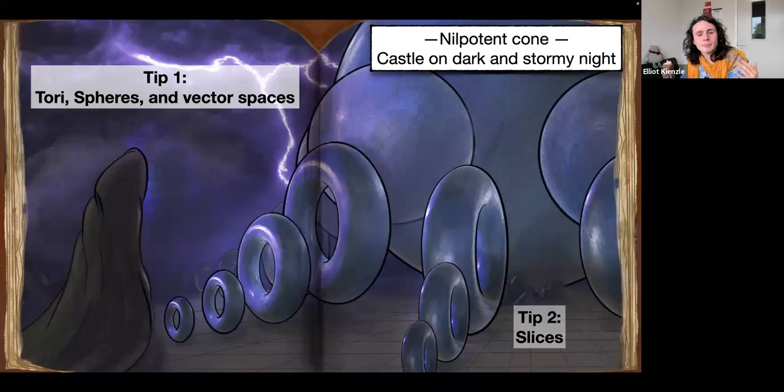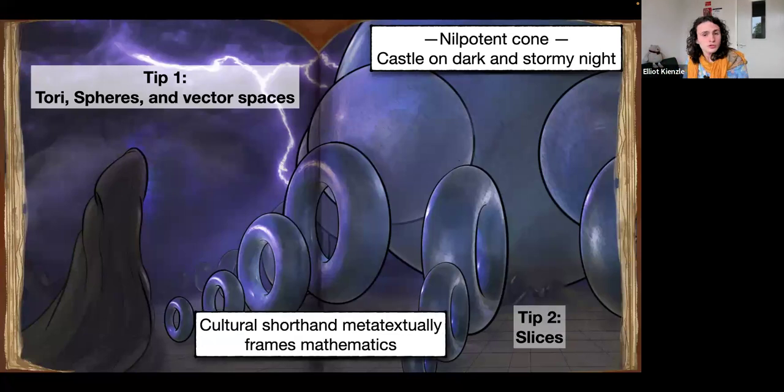And what happens in the story when you see the castle on the stormy night? You go inside. You try to solve the mystery. You try to face whatever demon is in there. And somehow you know that that is where the resolution of your story has to lie. This is the thing you have to conquer. This cultural shorthand gives a lot of metatextual analysis, framing how we should see the objects in my mathematical story and how they relate to each other.